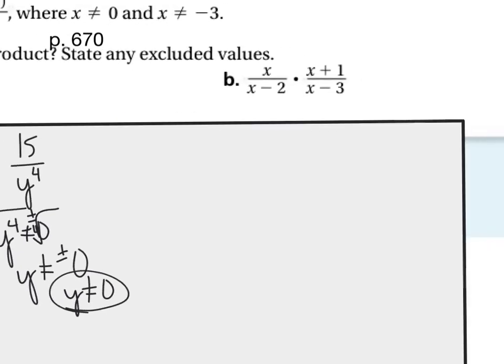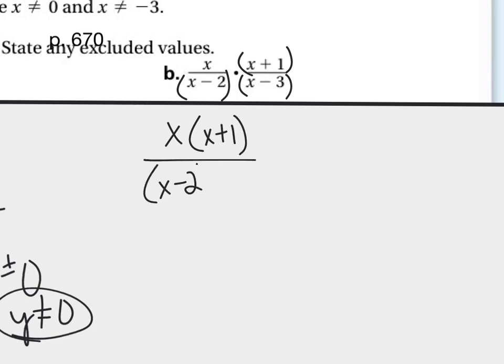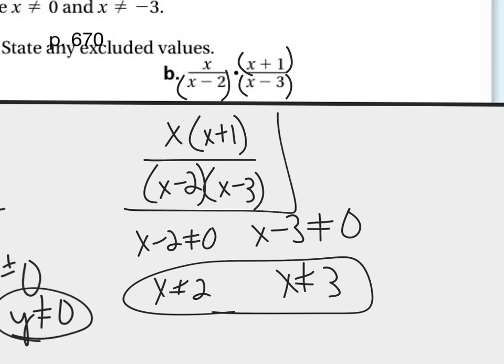So look at part B. Again, put parentheses around your binomials to start with, and there's really not much happening on this one. We're just going to combine this into one fraction. Then for excluded values, each of the factors in the denominator can't equal 0. If either one of those was equal to 0, you'd have 0 times something, which would be 0. So if you work that out, x can't equal 2 and x can't equal 3. Those are our excluded values, and this would be our product.